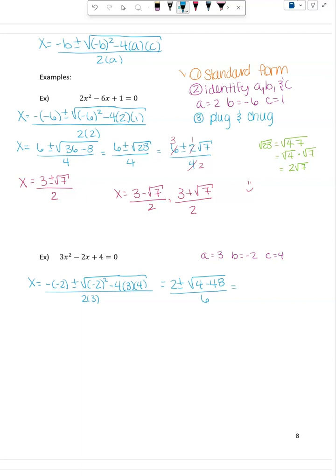Let's do one more step up here. It's going to be 2 plus or minus, well, if we have 4 and we take away 48, that's going to be the square root of -44 over 6. Now we can look and we can see that our discriminant is a negative, right? So we know that that's going to give us imaginary, so we won't cross the x-axis. So remember we've talked about this before, if there's a negative underneath an even root, we have to pull out a what? I hope you said an i, because you're right.